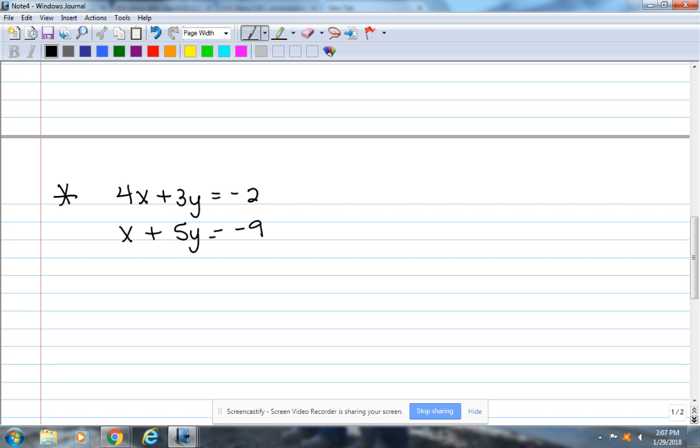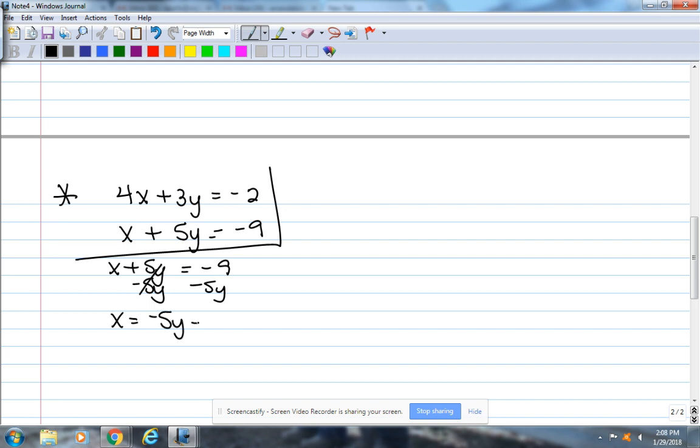All right, so y'all help me out. So which one did you get by itself? X. The X on the bottom, right? Mm-hmm. So let me recopy that. And how'd you get the X by itself? Subtract 5y. So X equals negative 5y minus 9. And then you plug it in where? For the X on the top row, right?